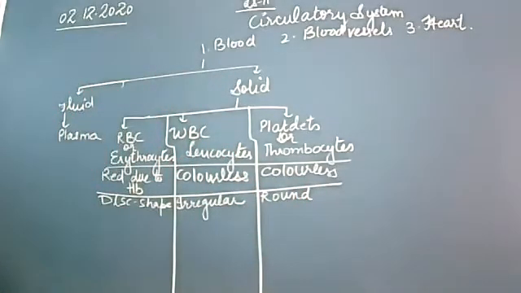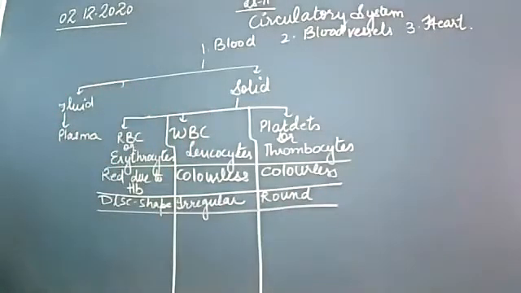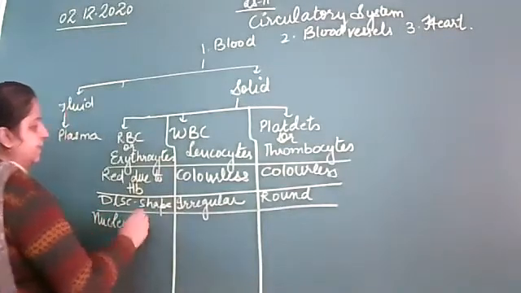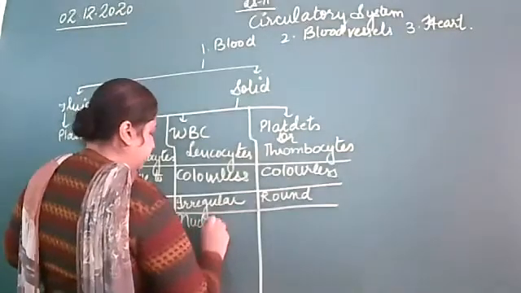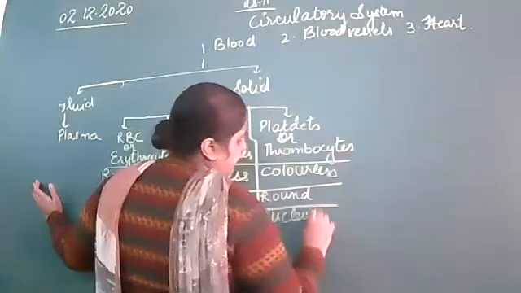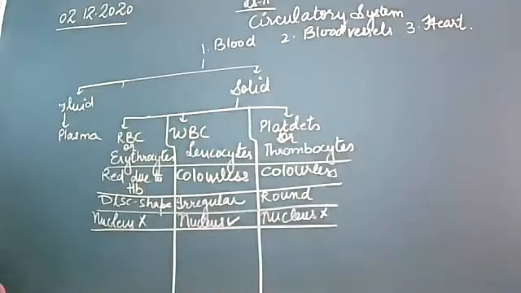Okay. Then coming to nucleus, क्योंकि ये cells हैं, तो cells के अंदर nucleus होता है. So in case of RBCs, nucleus is absent. In case of WBCs, nucleus is present. Again, in case of platelets, nucleus is absent. Right? Is that clear?